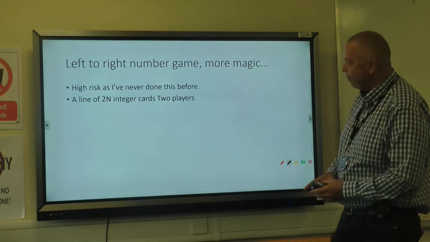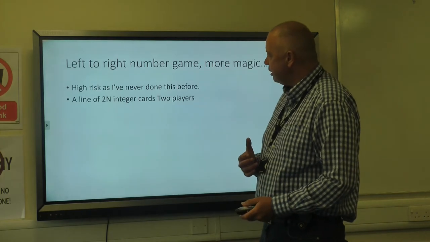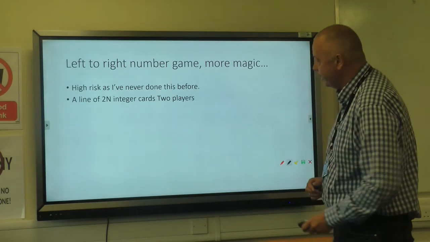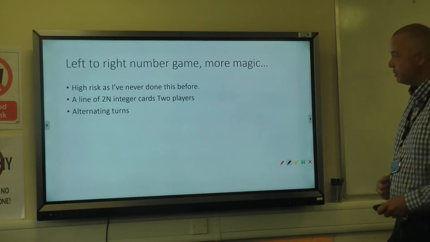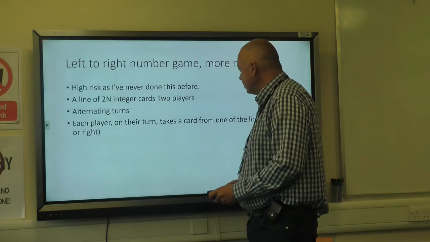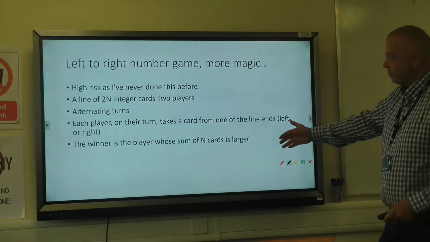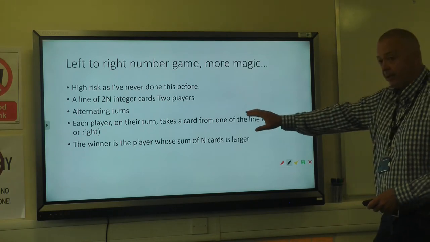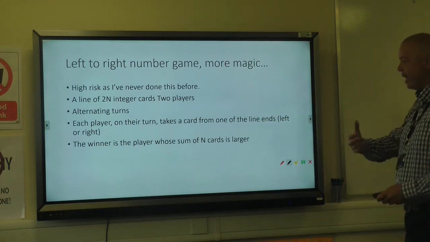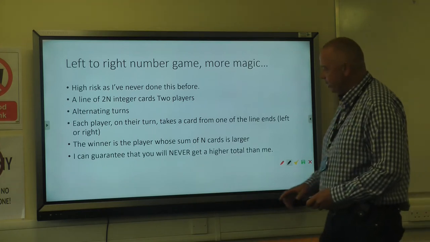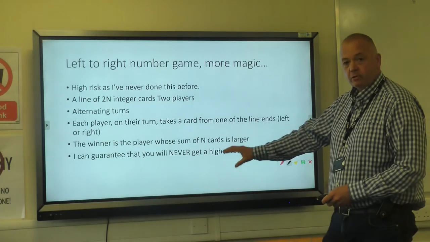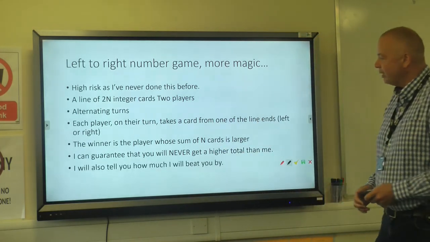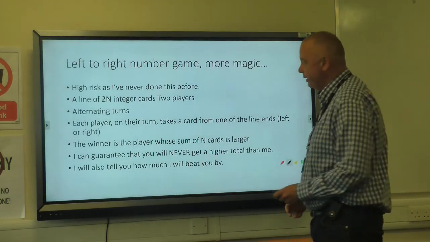I'm going to show you how you can not only win, but also you can predict how much you'll win by, which is quite impressive. And using computer science, of course. So here are the rules, which I've already gone through. Each player on their turn takes a card from one of the line ends, either left or right. And the winner is the player whose sum of n cards is larger. And I'll guarantee you never get a higher total than me, or in this case, you can guarantee that nobody gets a higher total than you. And you can also predict how much you'll win by.